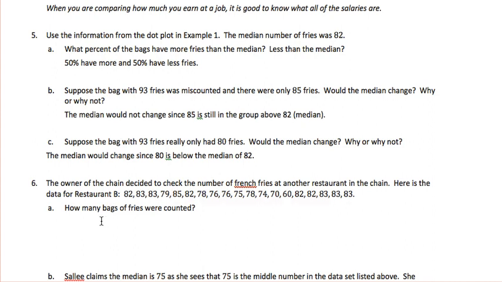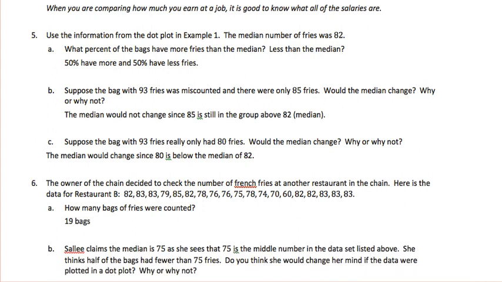So when you count the number of bags, you find that there are 19 bags. Sally claims the median is 75, as she sees that 75 is the middle number in the data set listed above. She thinks half of the bags had fewer than 75 fries. Do you think she would change her mind if the data were plotted in a dot plot?